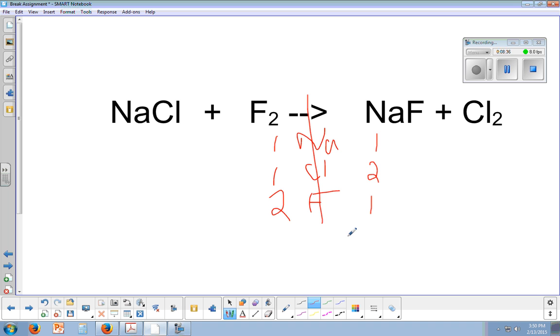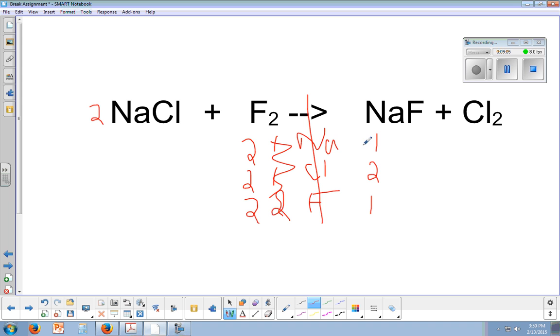So either one of these I can start with because they're going to be equally as simple, because I'm just multiplying 1 by something to give me what I have on the other side, which in this case would be 2 for each of them. So we can start with chlorine because that comes first in this list. I would multiply this by 2 to make 2, and that would balance out. So when I do that, I actually change my sodium to 2, chlorine to 2, and F is still 2.